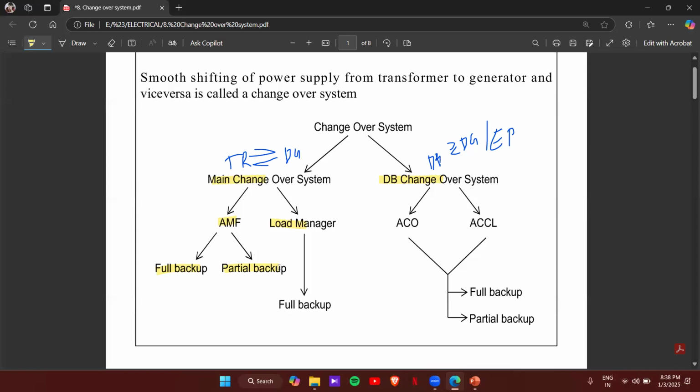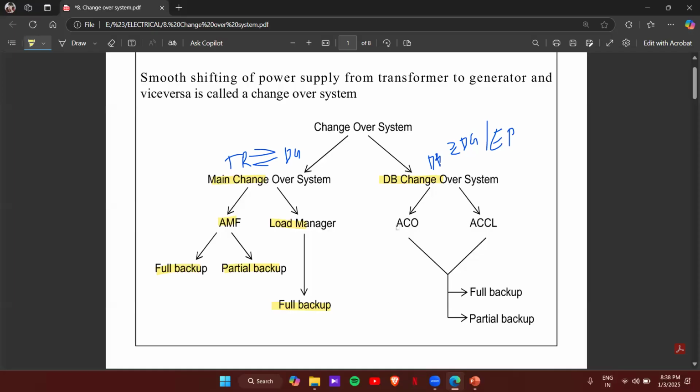Other connections, like the common area lighting, or if it's an apartment building, in apartments we don't provide backup for every connection. If you take one apartment, one light, one fan, one socket, like that we'll distribute the connection partially. So that's the partial backup system. And in load manager, we only have full backup.